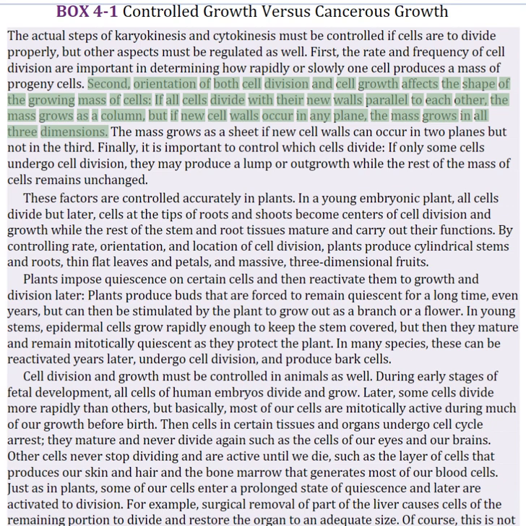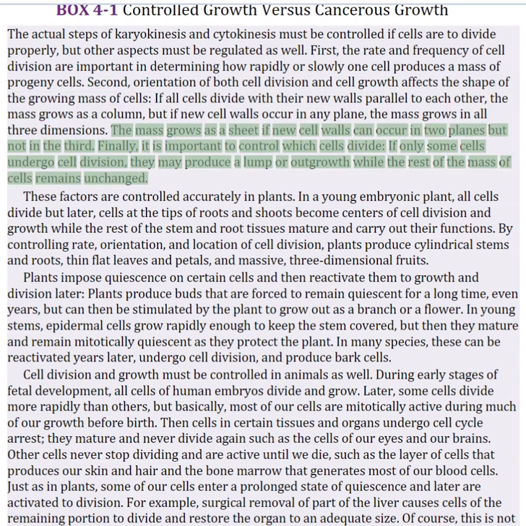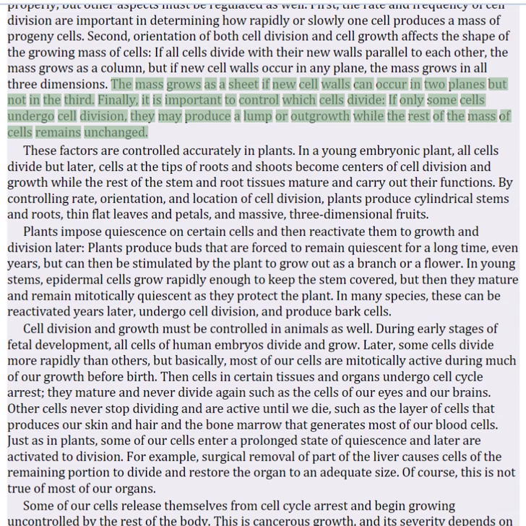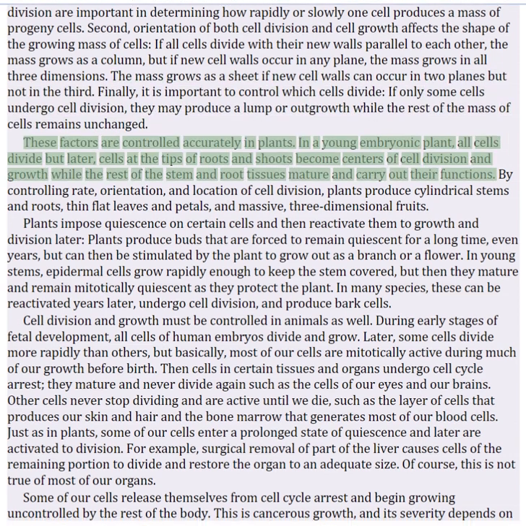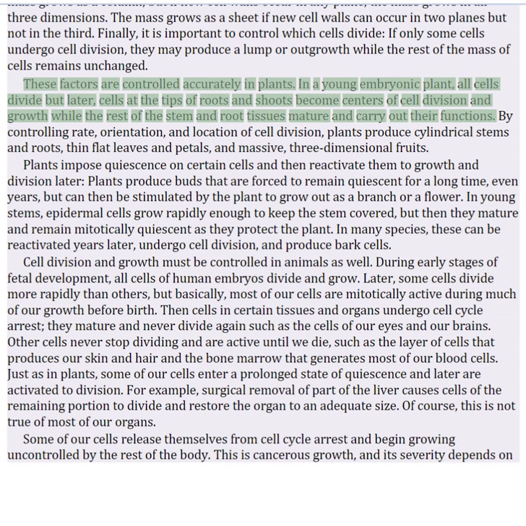Second, orientation of both cell division and cell growth affects the shape of the growing mass of cells. If all cells divide with their new walls parallel to each other, the mass grows as a column, but if new cell walls occur in any plane, the mass grows in all 3 dimensions. The mass grows as a sheet if new cell walls can occur in 2 planes but not in the 3rd. Finally, it is important to control which cells divide. If only some cells undergo cell division, they may produce a lump or outgrowth while the rest of the mass of cells remains unchanged. These factors are controlled accurately in plants.